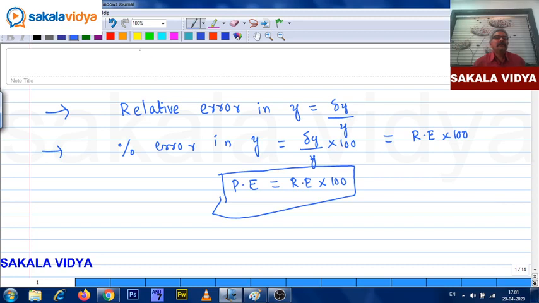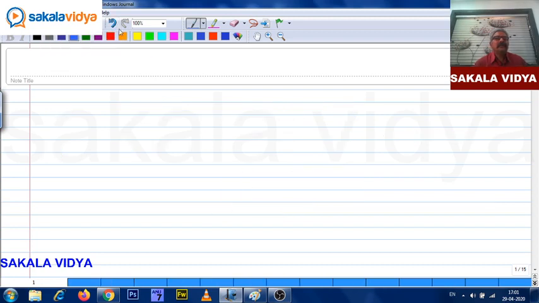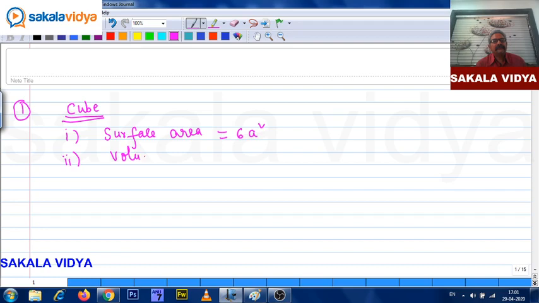So, now we need to recall formulae of the mensuration. First, one by one let us discuss. For example, cube, first one, surface area. Surface area equals 6 side square. Second, volume equals a cube.